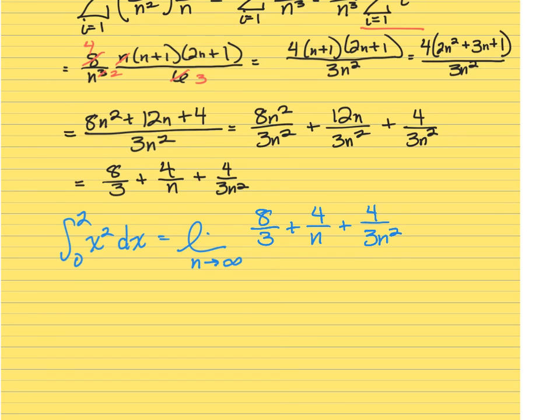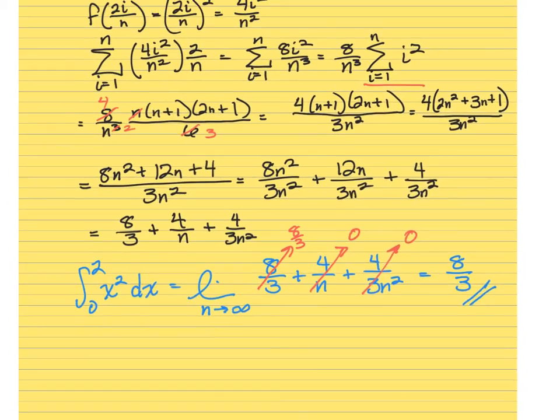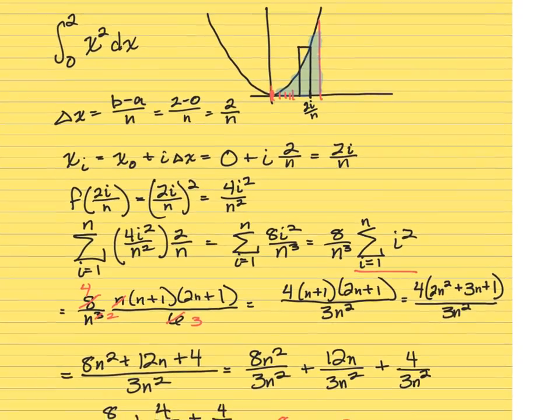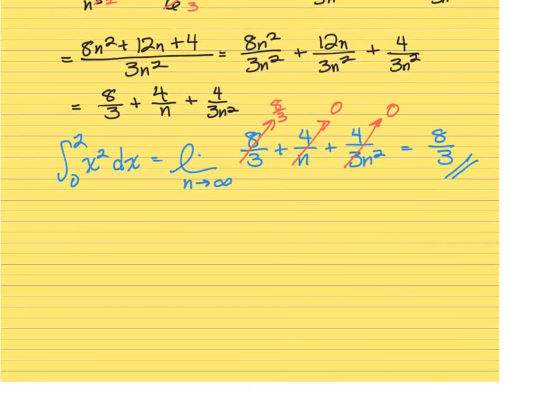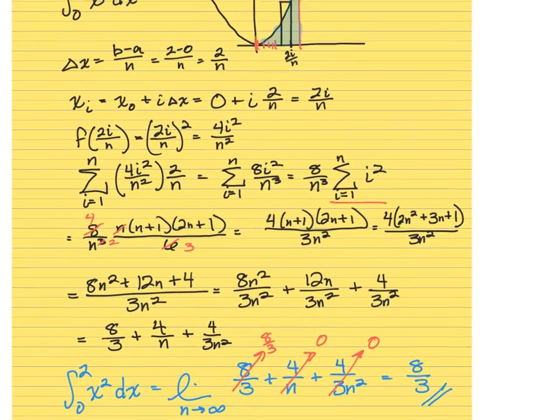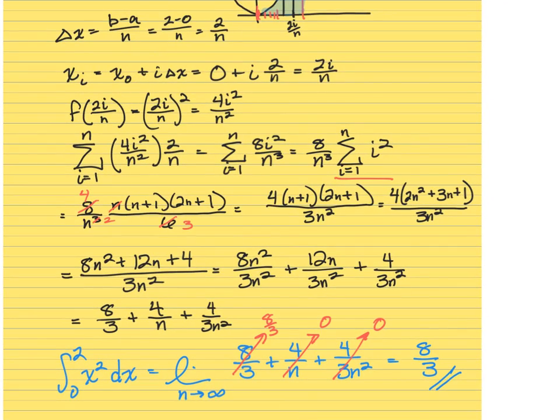And look what happens. This goes to 8/3 because it's constant, as in n has no effect. This goes to 0, and this goes to 0. So all told, that limit will be 8/3. The area under that curve, the exact area, is 8/3. So if you take a look at this problem, that's how you do this if you want to find these areas.